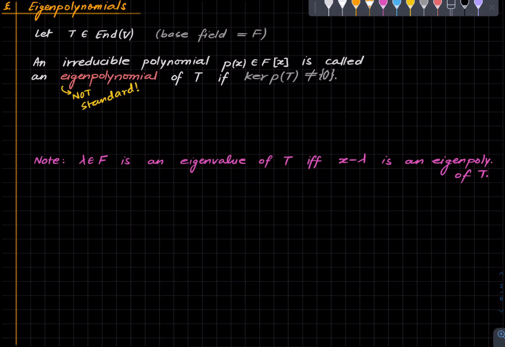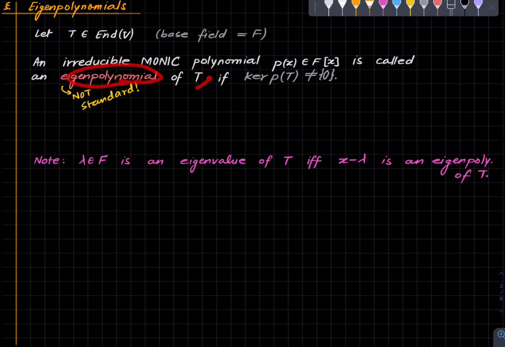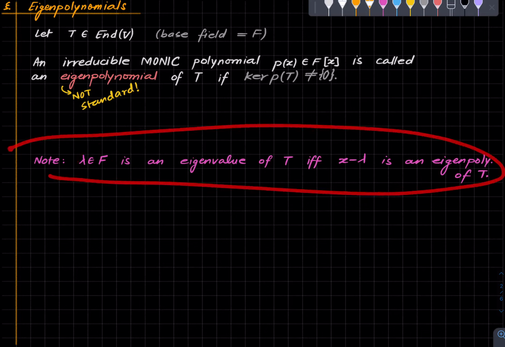So yeah, I should add monic. I don't want just an irreducible polynomial. I want an irreducible monic polynomial. Sorry about not mentioning this first. An irreducible monic polynomial, because otherwise you would pick an eigenpolynomial and scale it and call it another eigenpolynomial. We don't want to do that. So an irreducible monic polynomial over the base field is called an eigenpolynomial of the endomorphism if the corresponding endomorphism has a non-trivial kernel. And this generalizes the notion of an eigenvalue via this pink statement.